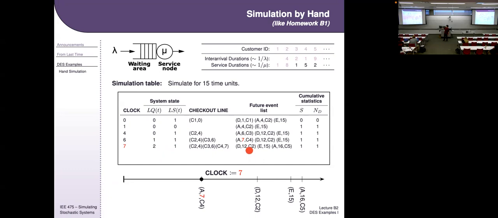Finally, our next event is the departure of C2 that's holding those other customers up. So we jump to that departure time at time 12. Notice it's a big jump. Nothing happens in between that time.